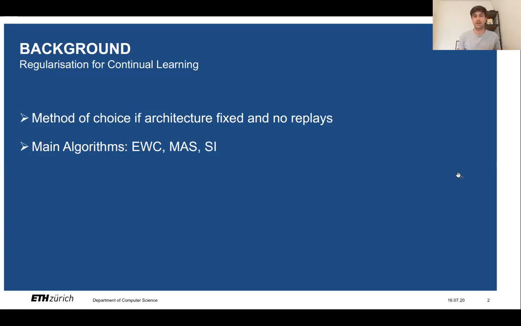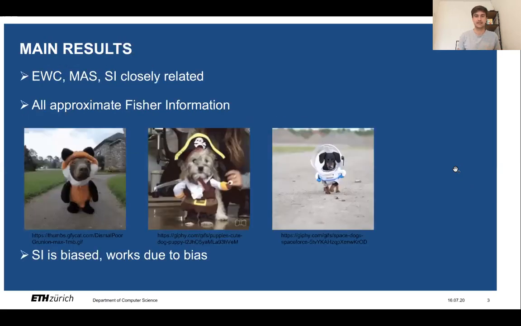So there have been three main algorithms proposed in this domain: EWC, MAS, and SI. There has been quite a bit of follow-up work, but it's basically all centered around these three ideas, combining them or extending them. So we focused on these three methods, and quite surprisingly, we found that all of them are quite closely related. So even though they look very different from the outside, they all approximate a version of the Fisher information and are therefore quite closely related.